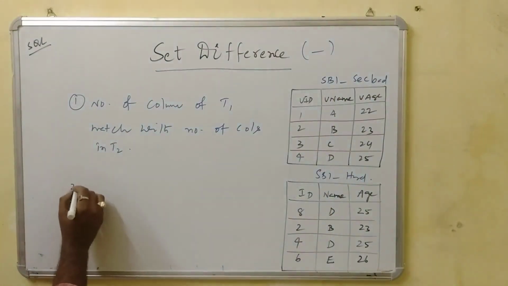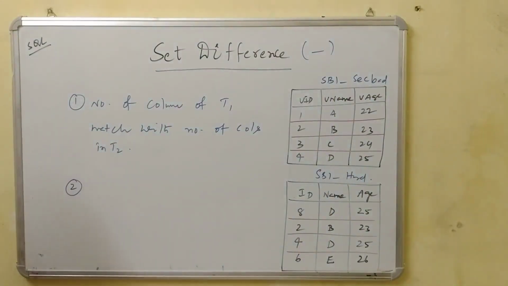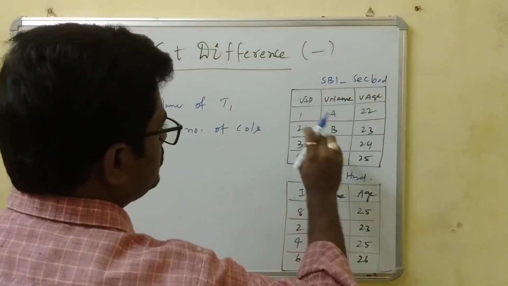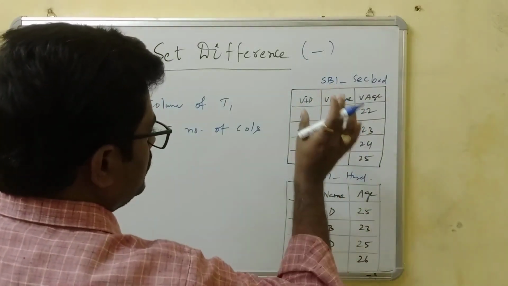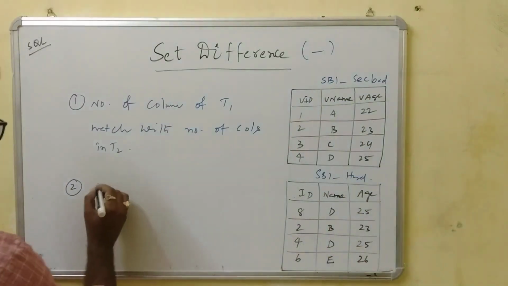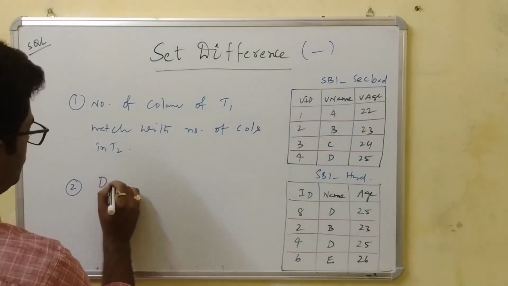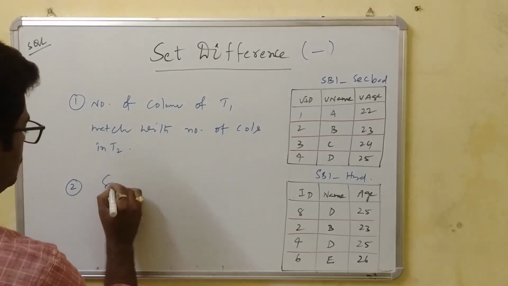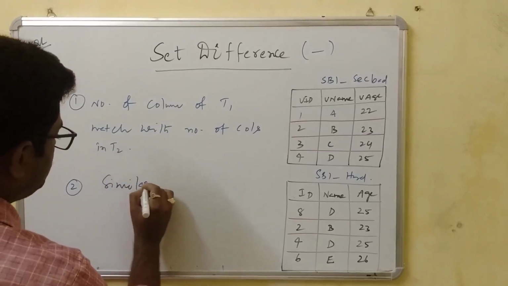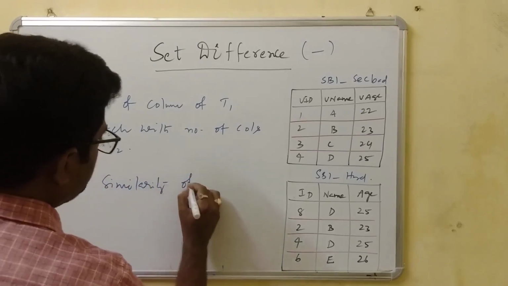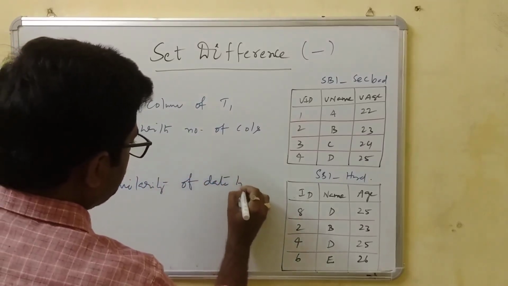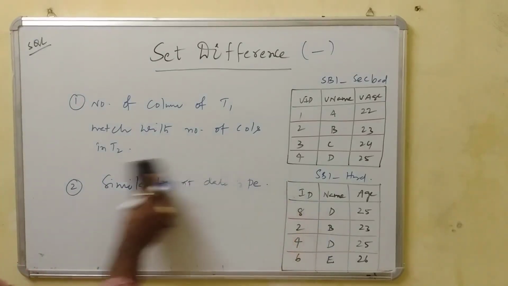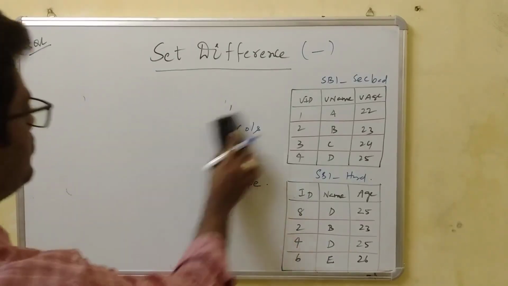Second, we need to verify the data types of these 3 columns. For example, 3 columns are there, and we need to verify the data types also, right? So the second check is the similarity of data types. After checking this, we can perform the set difference operator.